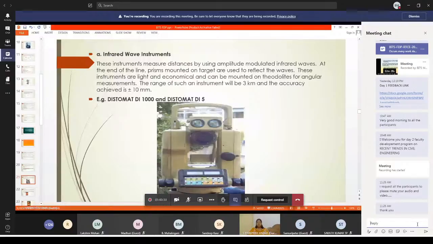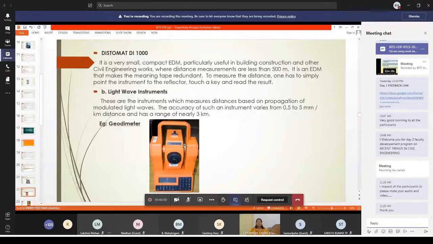Histomat DI1000 is a very small, compact EDM, particularly useful in building construction and other civil engineering works, where distance measurements are less than 500 meters. It is an EDM that replaces the measuring tape. To measure the distance, one has to simply point the instrument to the reflector, touch a key, and read the result.